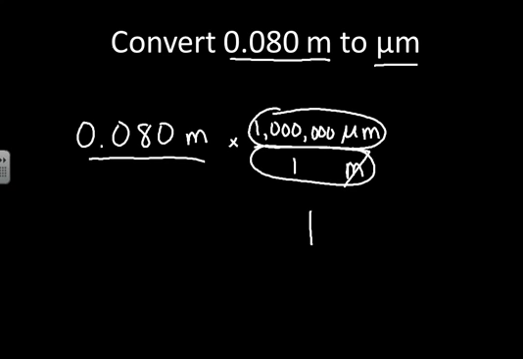So meters will cancel with meters, and the math becomes 0.080 times 1 million. And so you should get 80,000 micrometers, depending on how you like to pronounce it. Maintaining significant figures. Our original measurement had 2 significant figures. So to maintain 2 significant figures in this calculated answer, we would put a bar over that 0.